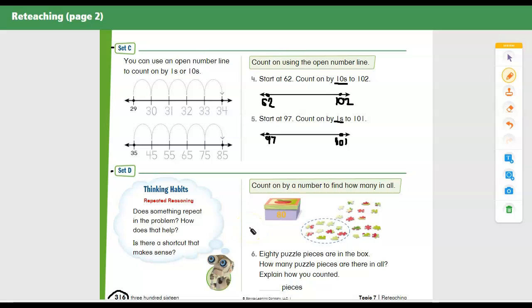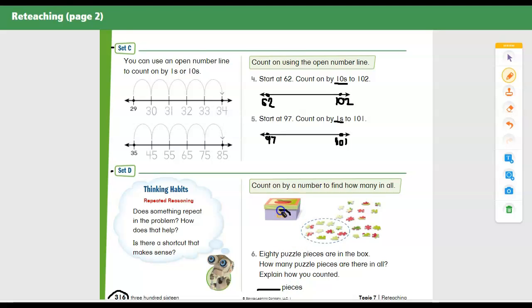Number 6 says, count on by a number to find how many in all. 80 puzzle pieces are in the box. How many puzzle pieces are there in all? Explain how you counted. Then it wants you to write the total number of pieces.